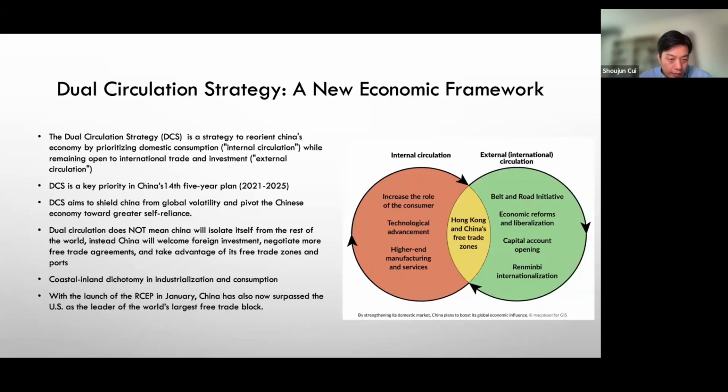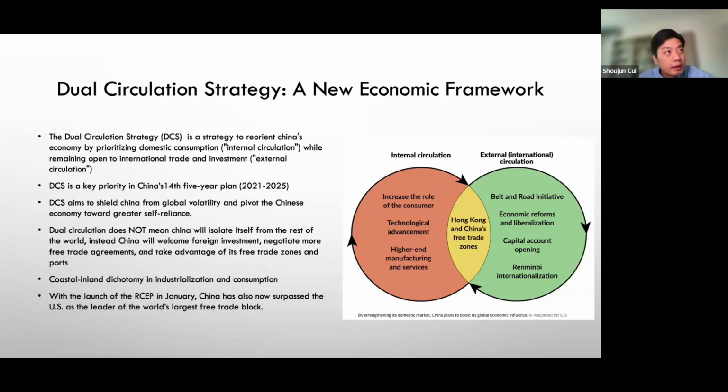The dual circulation doesn't mean China will isolate itself from the rest of the world. Instead, China will welcome foreign investment, negotiate more free trade agreements, and take advantage of the free zones and the port. Look at the right side of the slide. You can see a graphic.